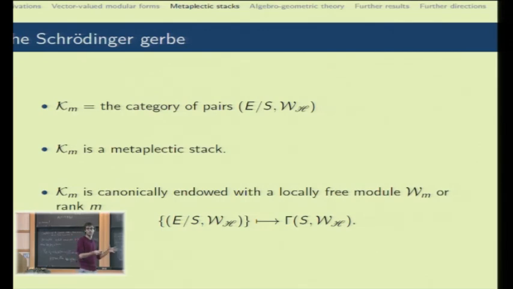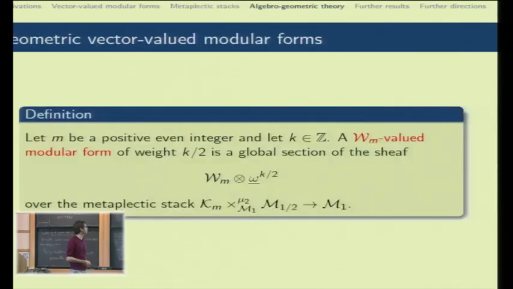Okay, so now if you remember my to-do list, we've got all the pieces put together. Let's make this definition. I'm going to define: m is a positive even integer, k is an integer, and a modular form with values in Wm, a vector valued modular form of weight k over 2. K is an integer, so you could have half integral weight. It's a global section of this sheaf, and it's over the contracted product of gerbs.